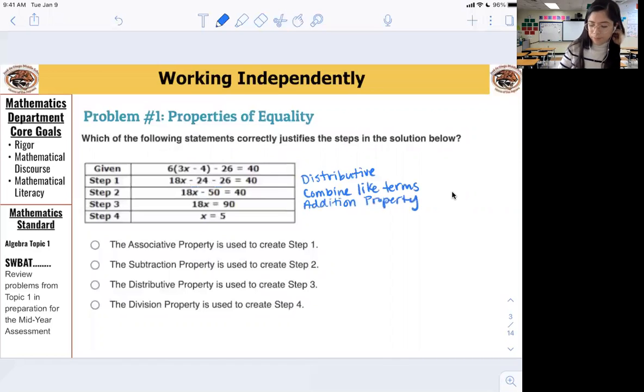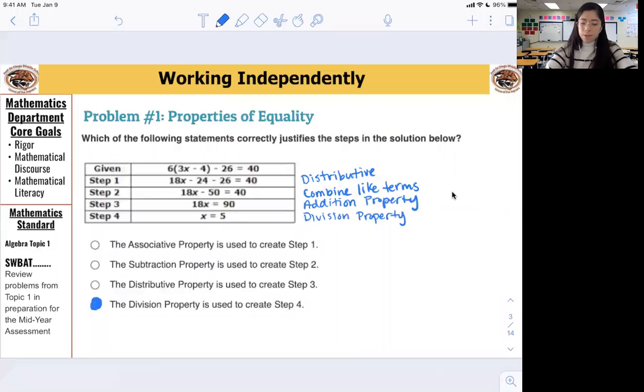And then finally, division. Division property. Okay, so which one's correct? D. D is correct. The division property is used to create step 4.